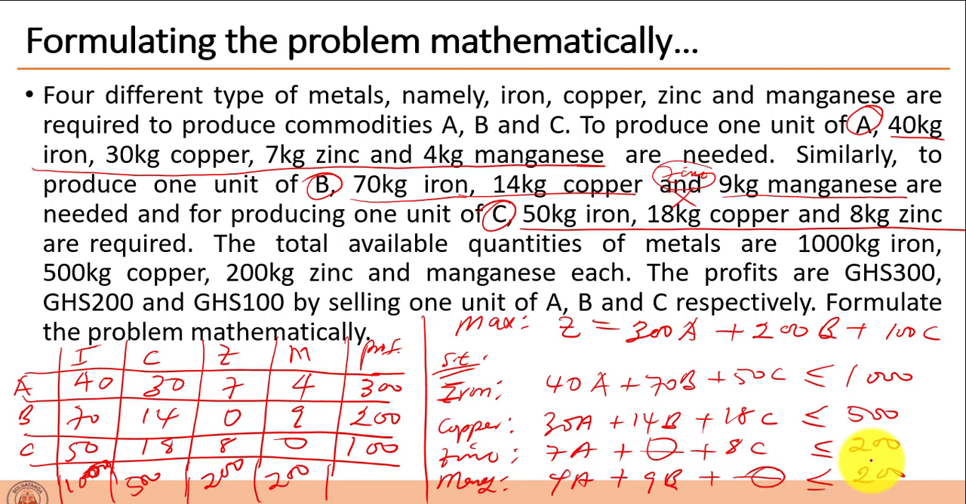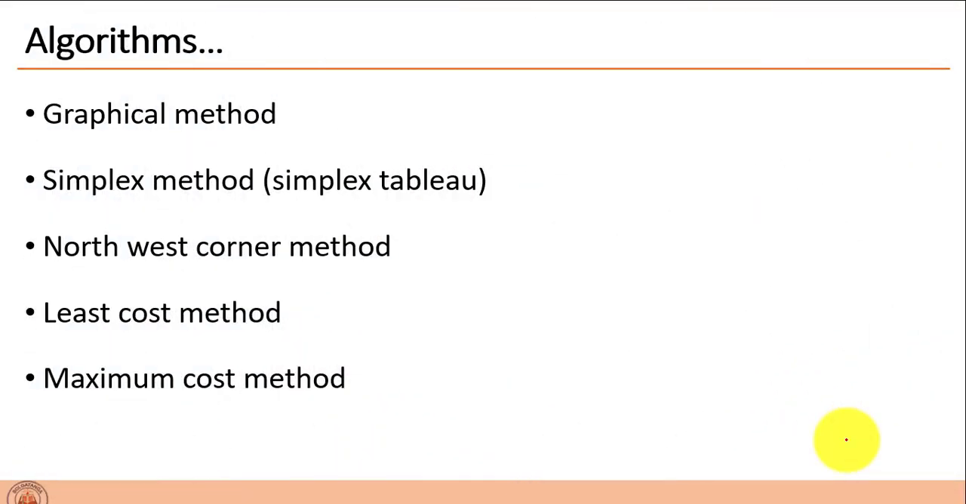So these are our constraints. Of course, the last but not the least constraint is your non-negativity constraint.